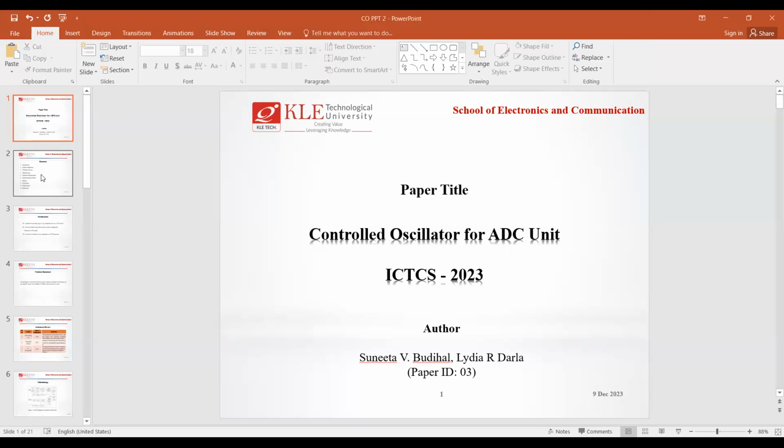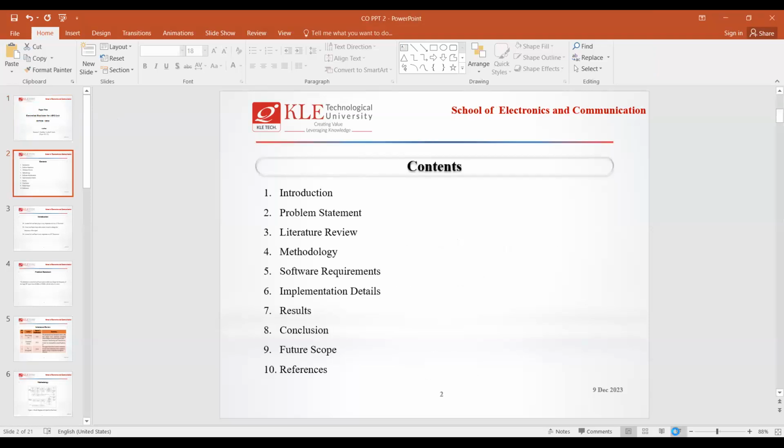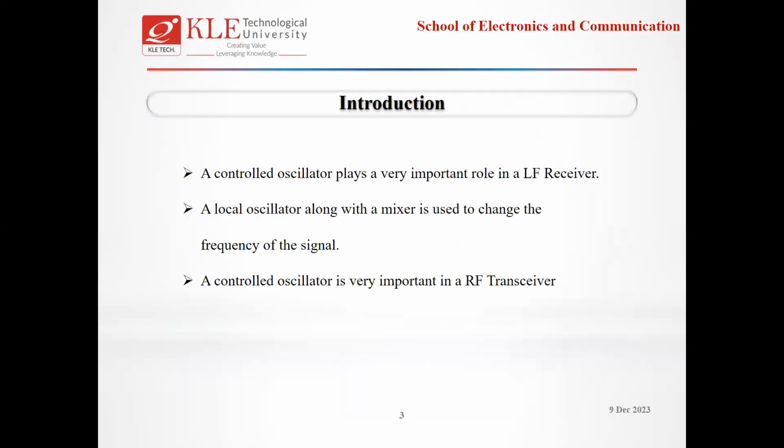These are my contents. Coming to the introduction, a controlled oscillator is used because we are trying to create a frequency. We are giving an input frequency of 56 megahertz and trying to convert it into another frequency signal, an intermediate frequency, and give this signal as an input for our ADC unit, which is an analog to digital converter.